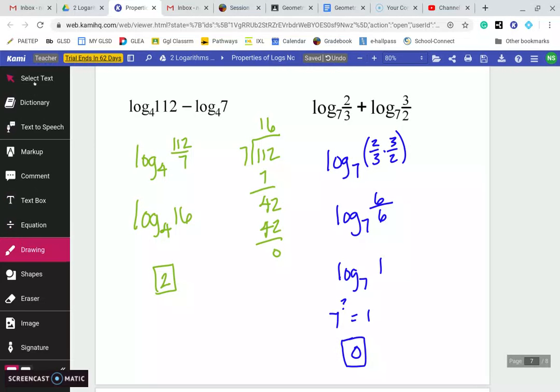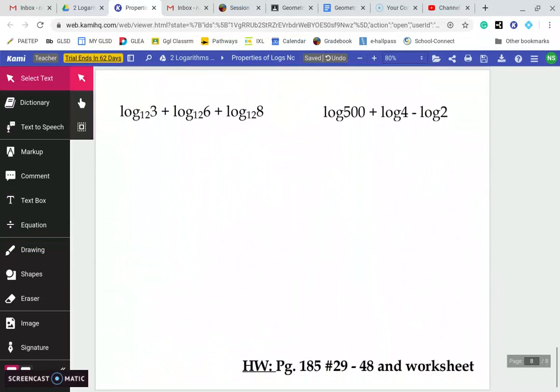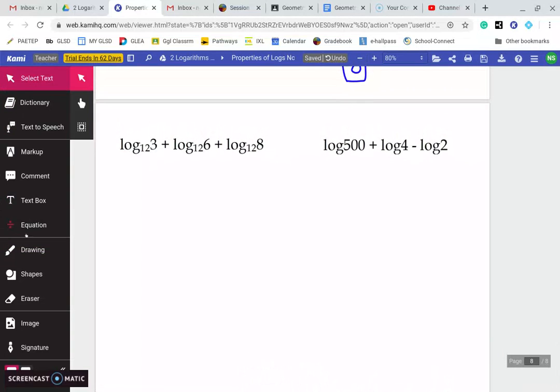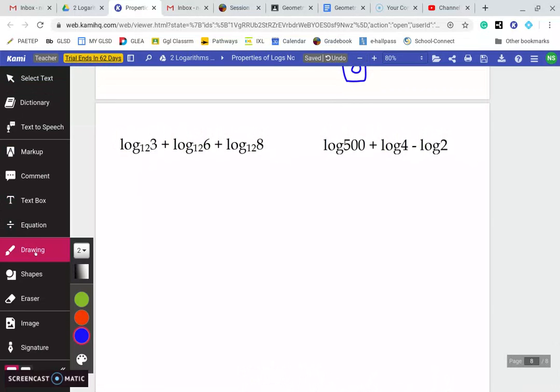And now the last two here have 3 expressions, but it's still the same thing. So I'm going to multiply all 3 of these together. They all have a base of 12, so I can just take 3 times 6 times 8, and that's going to give me log base 12 of 144. And yes, I would expect you to be able to take 3 times 6 times 8 and get 144 without a calculator. But then what exponent does 12 need to equal 144? Well, that exponent is 2.